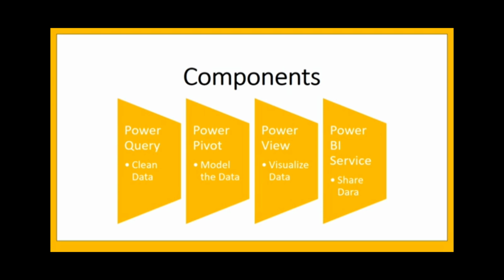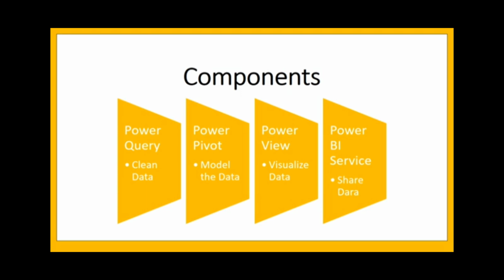Then the next component of Power BI is Power Pivot. Power Pivot helps us to model the data. Suppose we are getting data from various sources, from multiple sources, then that data needs to be modeled perfectly. We need to find out the relationship between these different data sources so that they can be connected together with the help of that relation, and then joined together to give a common report. This is the work of the second component of Power BI, which is known as Power Pivot.